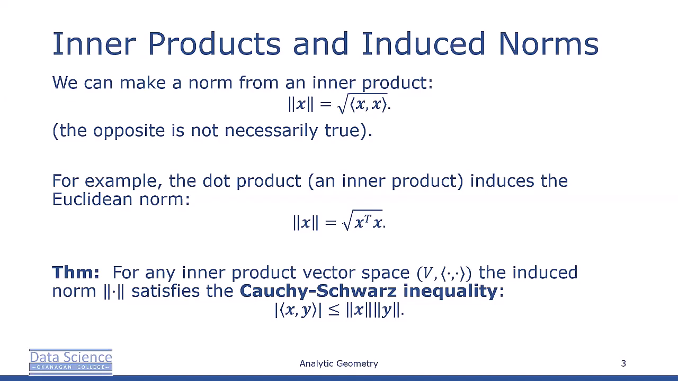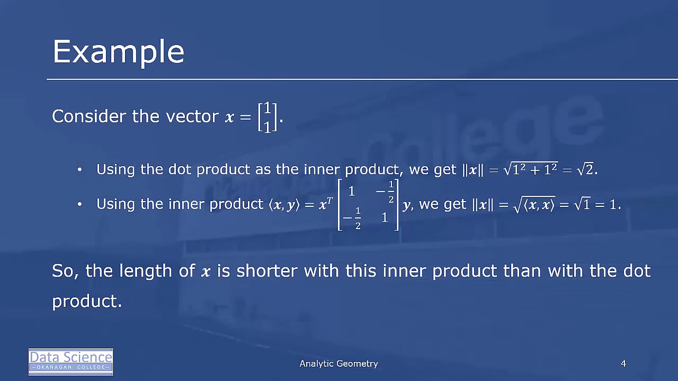We also have a theorem called the Cauchy-Schwarz inequality: in any inner product vector space, the induced norm satisfies the Cauchy-Schwarz inequality, that the absolute value of the inner product of x and y is less than or equal to the norm of x times the norm of y.